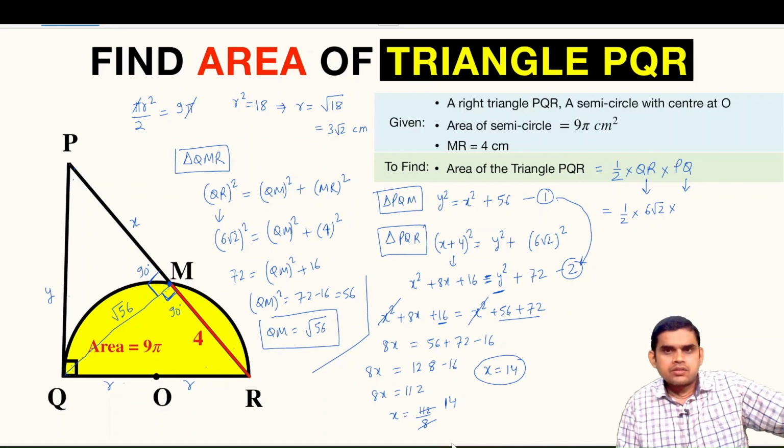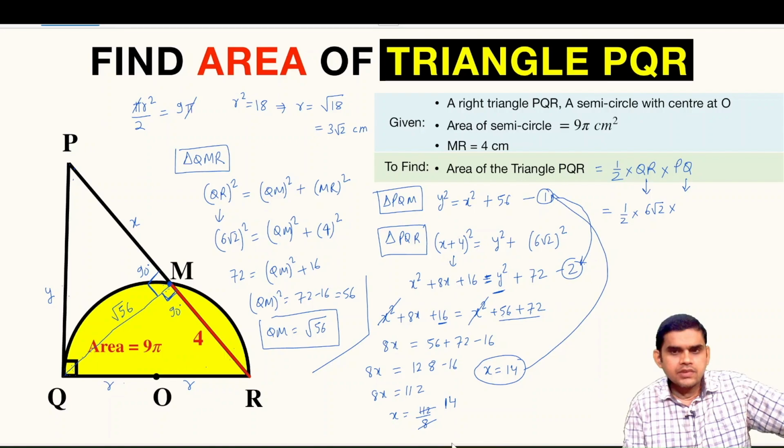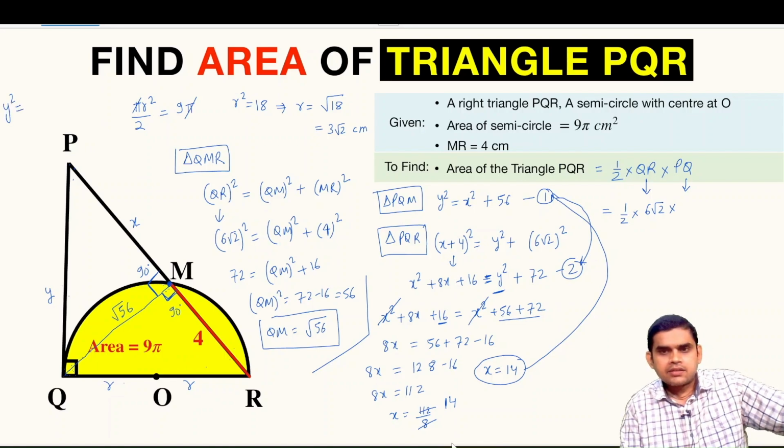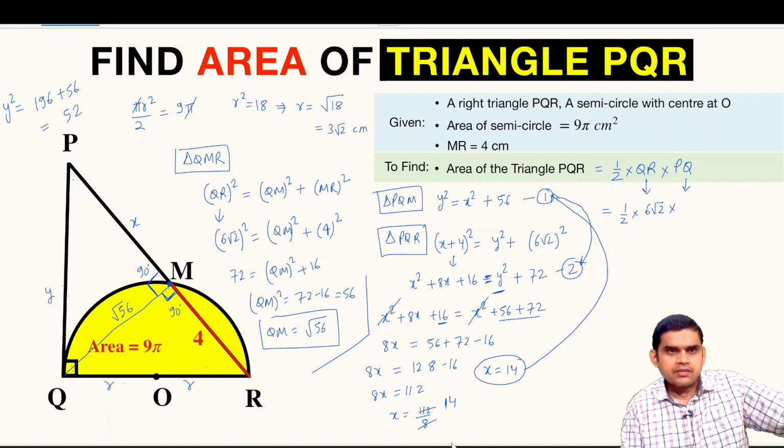So x is 14. So what will be the value of y? So let us substitute this in equation 1. So y square is x square, 14 square, that is 196 plus 56. So 6 plus 6 is 12. Then 9 plus 1 is 10 plus 5 is 15. In hand 1 and this is 252. So y will be square root of 252. So y is what? PQ.